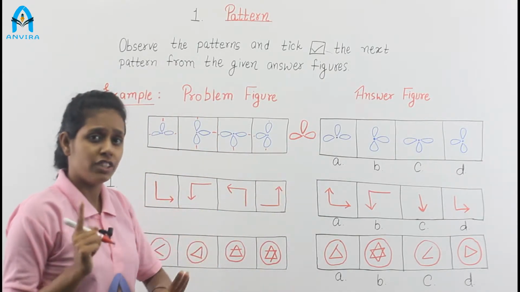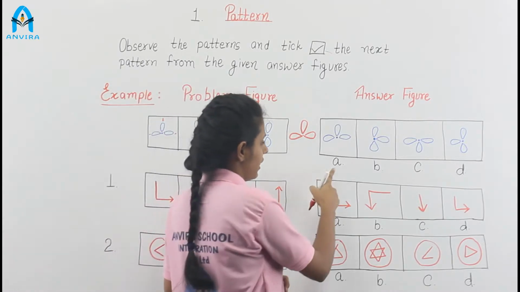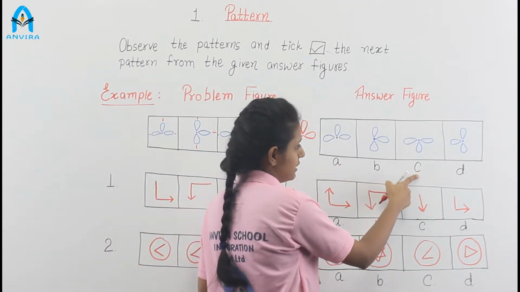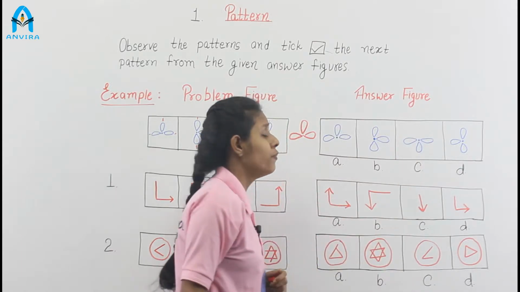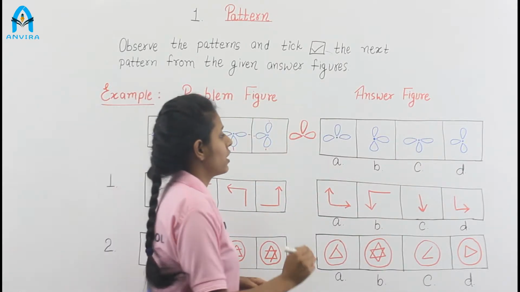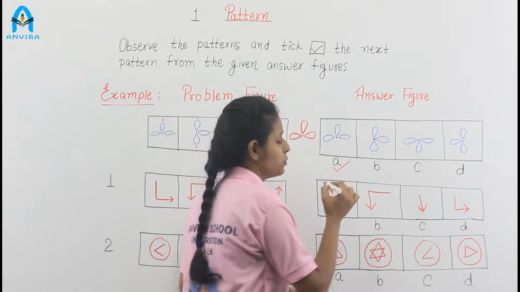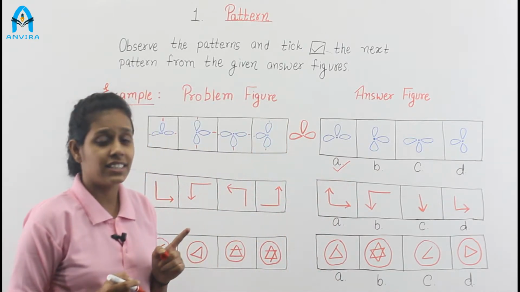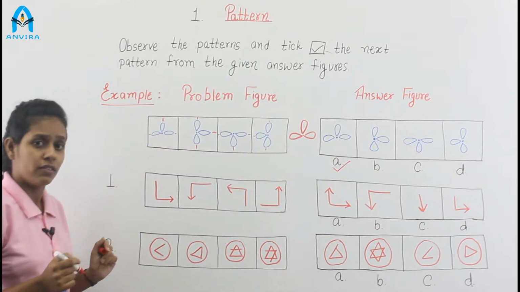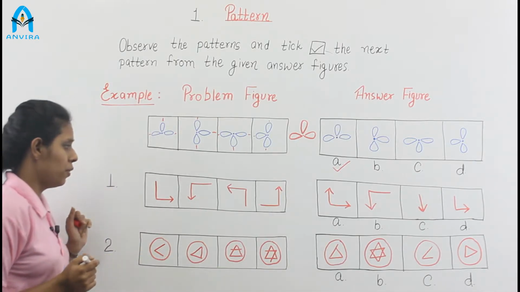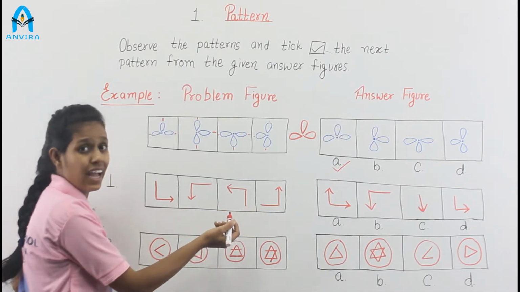Now find out which is our correct answer. A, B, C or D. Which is our correct option? Our correct option is option A. Just like this example. Now solve questions. Question number 1. This is arrows.